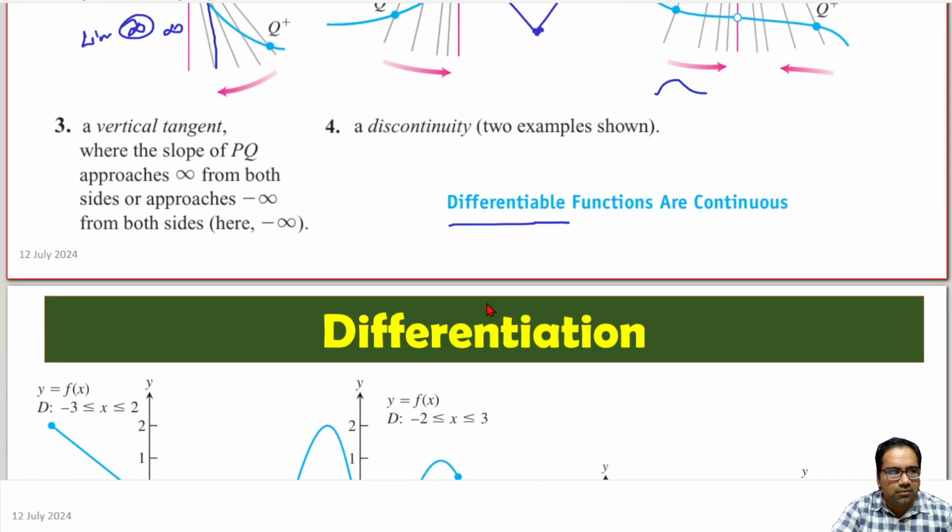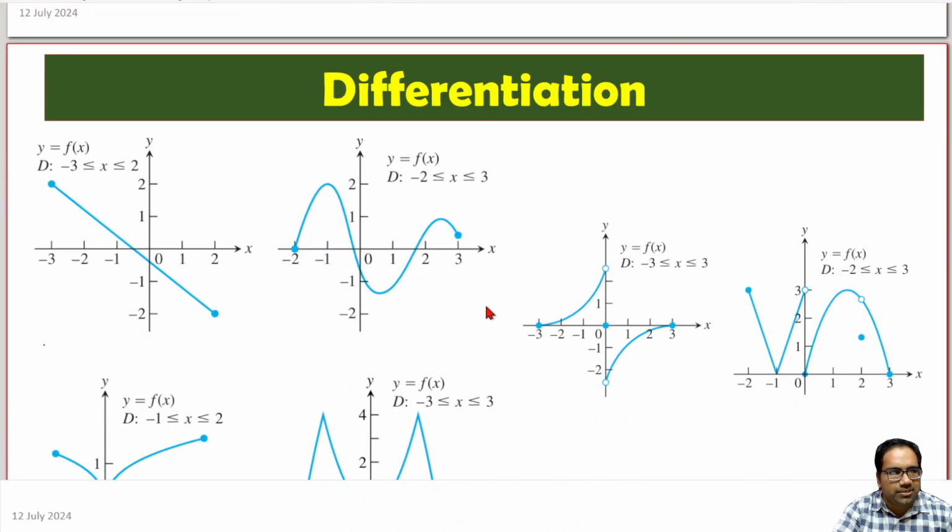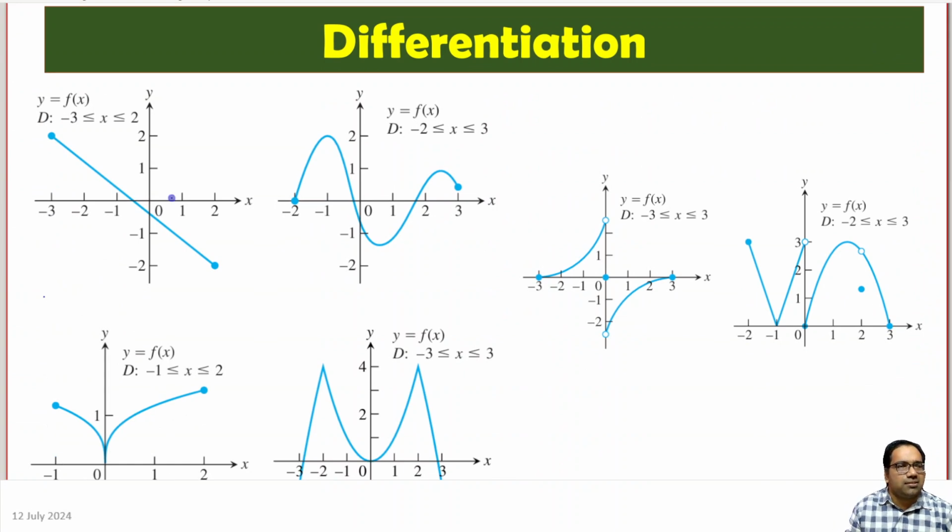Right. Now, let us look at some examples. In this example, we can calculate slope at all points. So it is differentiable everywhere. This is also very smooth. Right. This also is differentiable everywhere. Here there is a break. Right. There is a break. It is not even continuous.